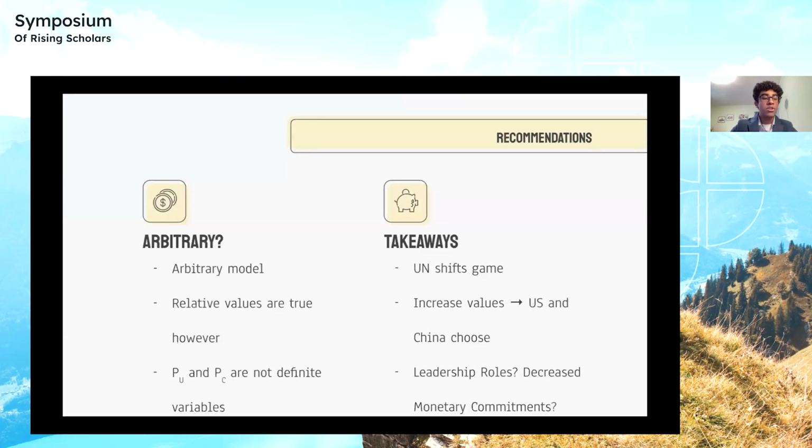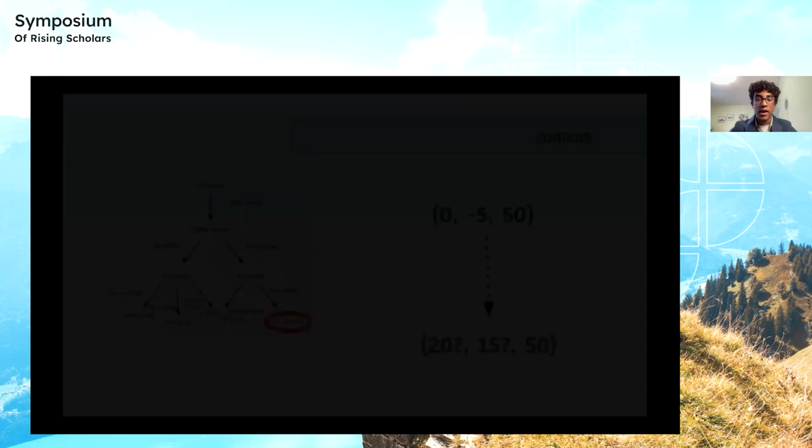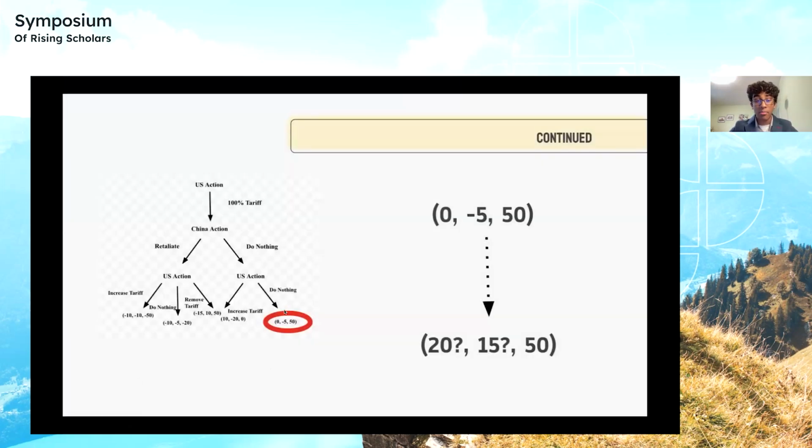So the way I really tried to find my conclusions was more by seeing how the United Nations and international bodies can shift the games, how we can increase values such that the United States and China use the optimal scenario a lot more. Some ideas I had for this include leadership roles and decreased monetary commitments, in an effort to increase the values in that way. So for example, here's my model.